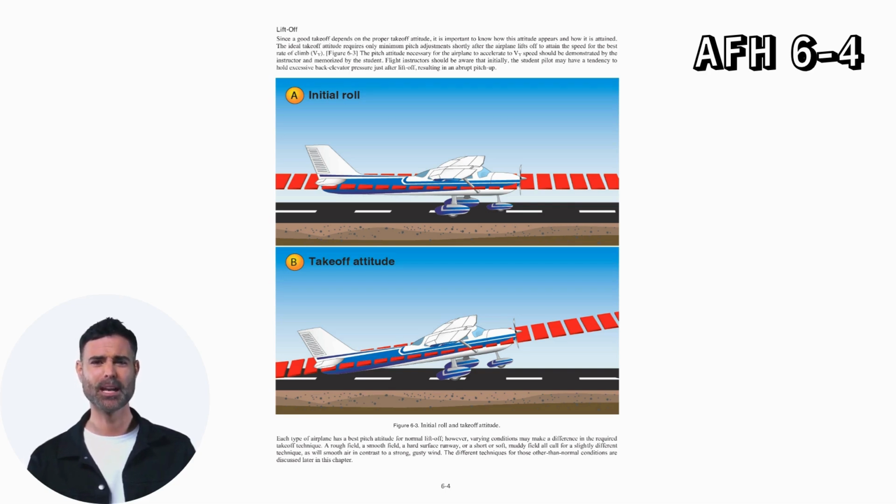Each type of airplane has a best pitch attitude for normal liftoff. However, varying conditions may make a difference in the required takeoff technique. A rough field, a smooth field, a hard surface runway, or a short or soft muddy field all call for a slightly different technique, as will smooth air in contrast to a strong, gusty wind. The different techniques for those other than normal conditions are discussed later in this chapter.